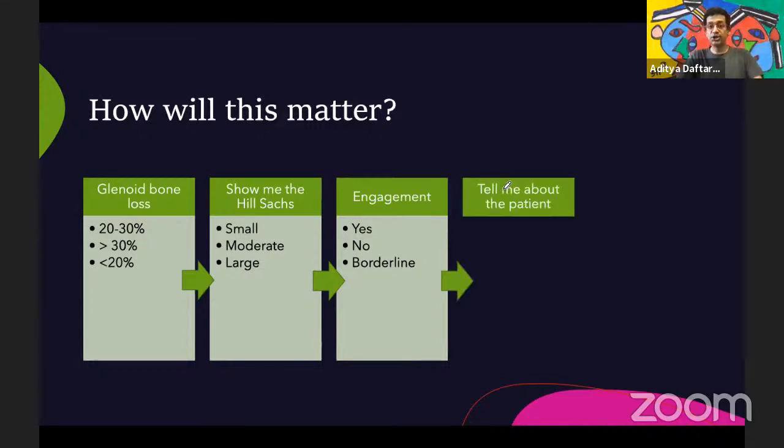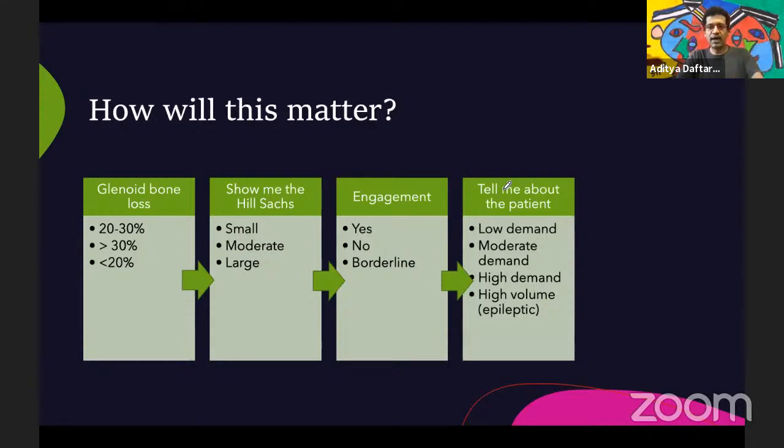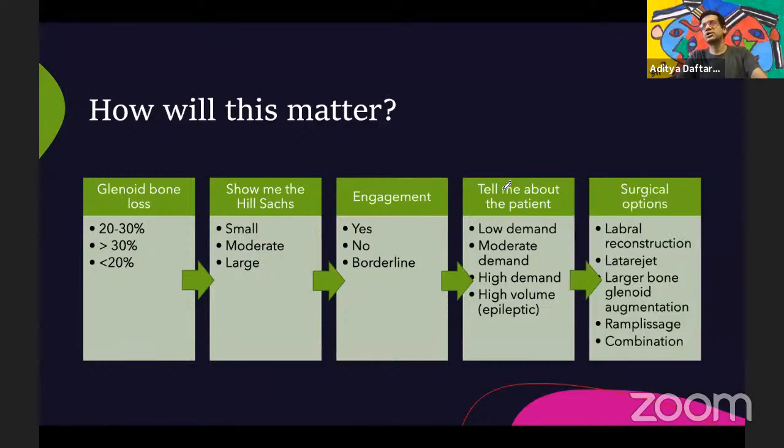We look at the patient themselves. Is it a low demand, moderate demand, high demand, as an epileptic person with a high volume? And then based on that, you'll make choices on your surgical options, as you want to do a labral reconstruction, a Latarjet, a larger bone glenoid augmentation, a remplissage, or a combination of everything else.